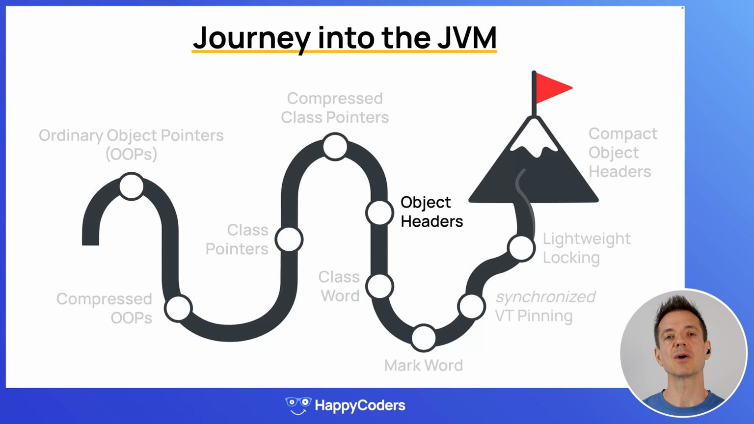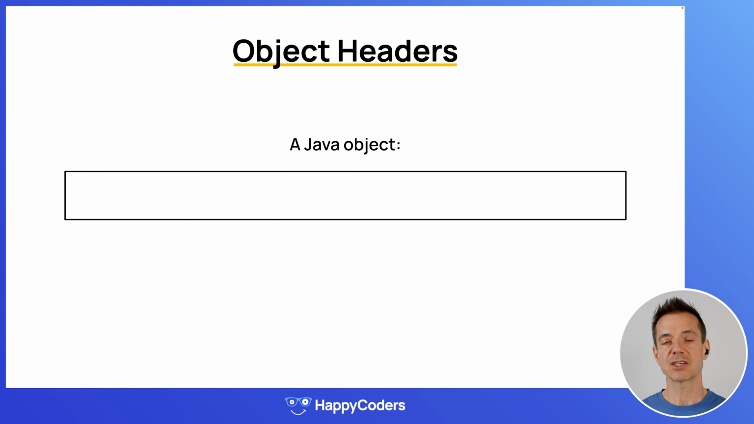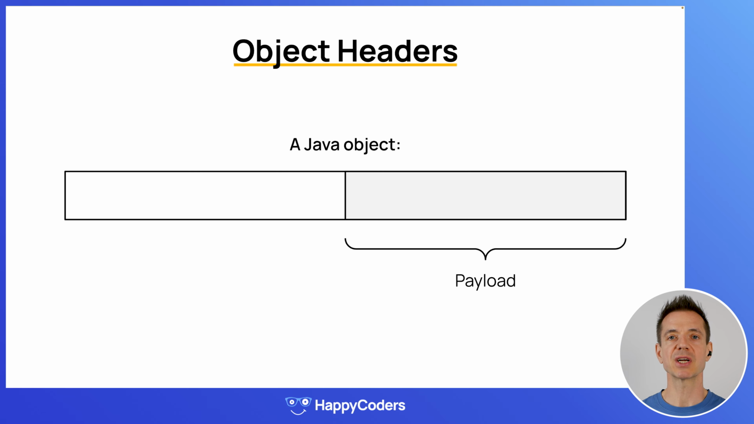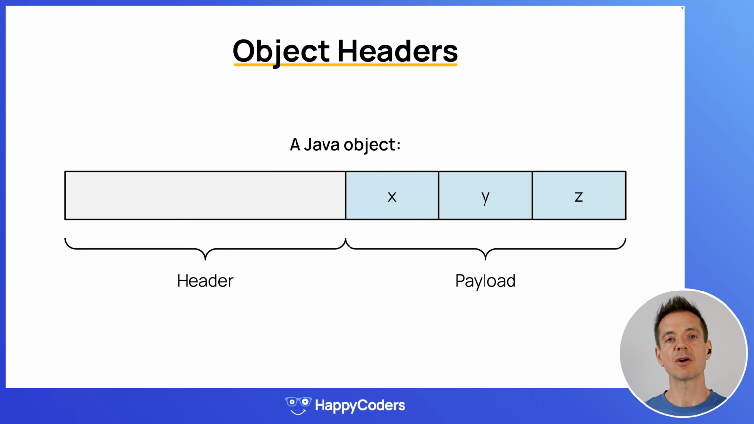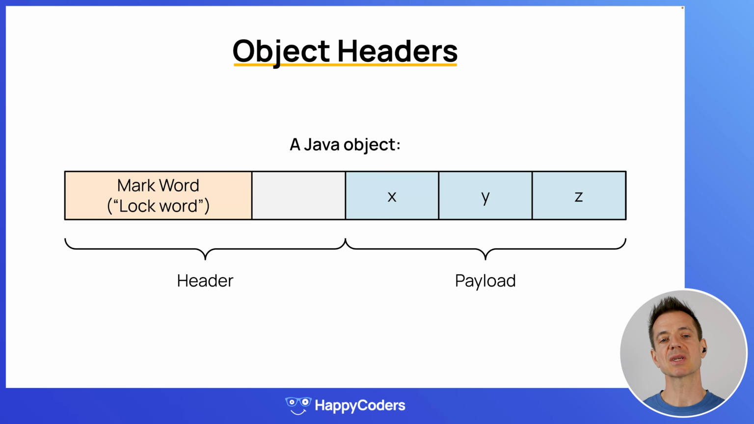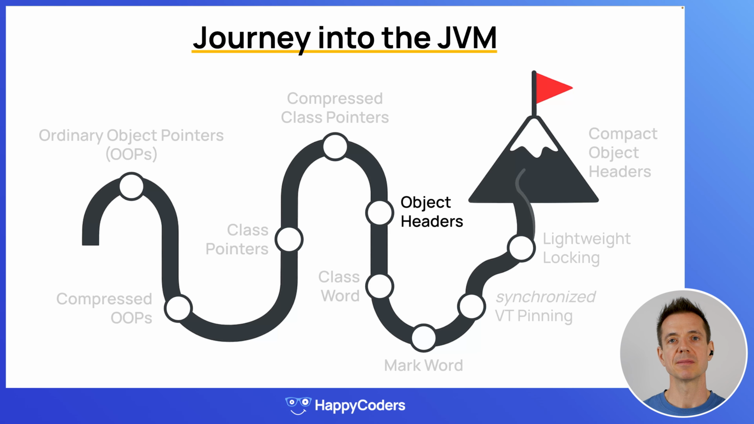Next, our journey will take us away from the pointers and toward object headers. A Java object consists of two parts in memory. The actual payload, meaning the object fields, for example, the x, y, and z coordinates of a point in three-dimensional space, and before that, the object header containing the metadata. The object header, in turn, is split into what's called the mark word, sometimes also referred to as the lock word, and the class word. And mark word and class word are so important that they each have their own points on the map.